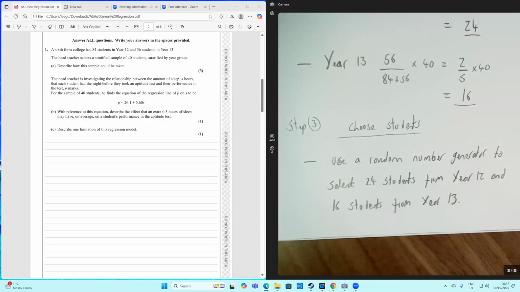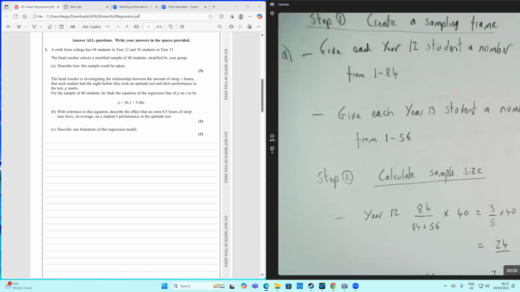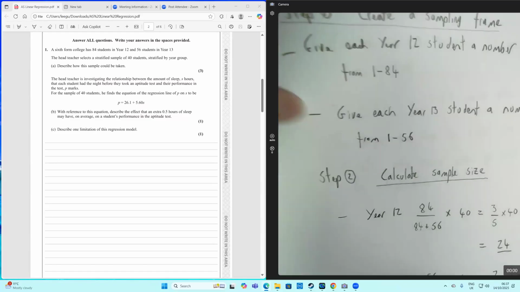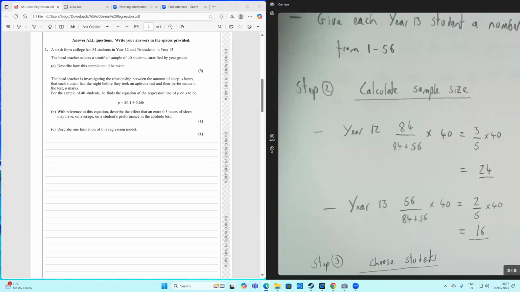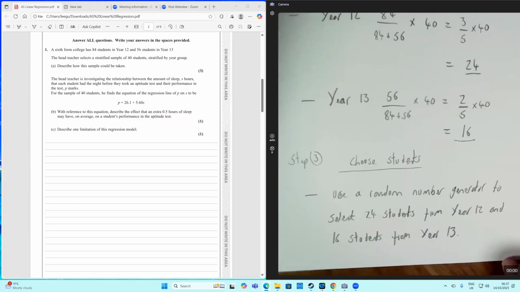Because we've got basically everything that we need to do there. We've basically said we've created a sampling frame, we have calculated how many we need, and we've mentioned the fact that we then need to randomly select the students.